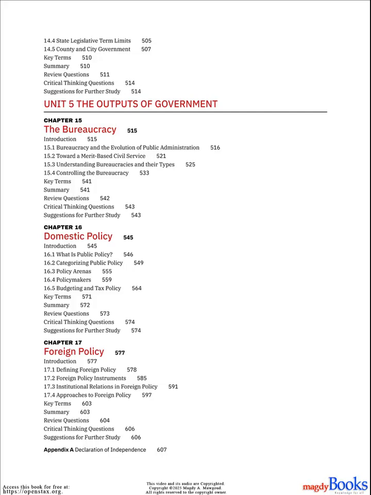Unit 5. The Outputs of Government. Chapter 15. The Bureaucracy. Introduction. 15.1. Bureaucracy and the Evolution of Public Administration. 15.2. Toward a Merit-Based Civil Service. 15.3. Understanding Bureaucracies and Their Types. 15.4. Controlling the Bureaucracy. Key terms. Summary. Review questions. Critical thinking questions. Suggestions for further study. Chapter 16.